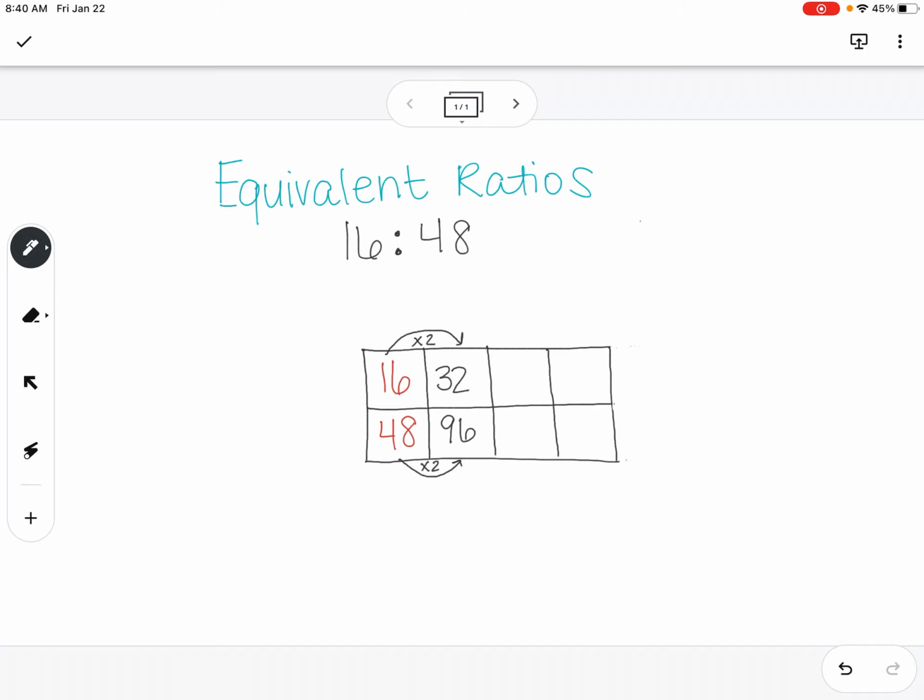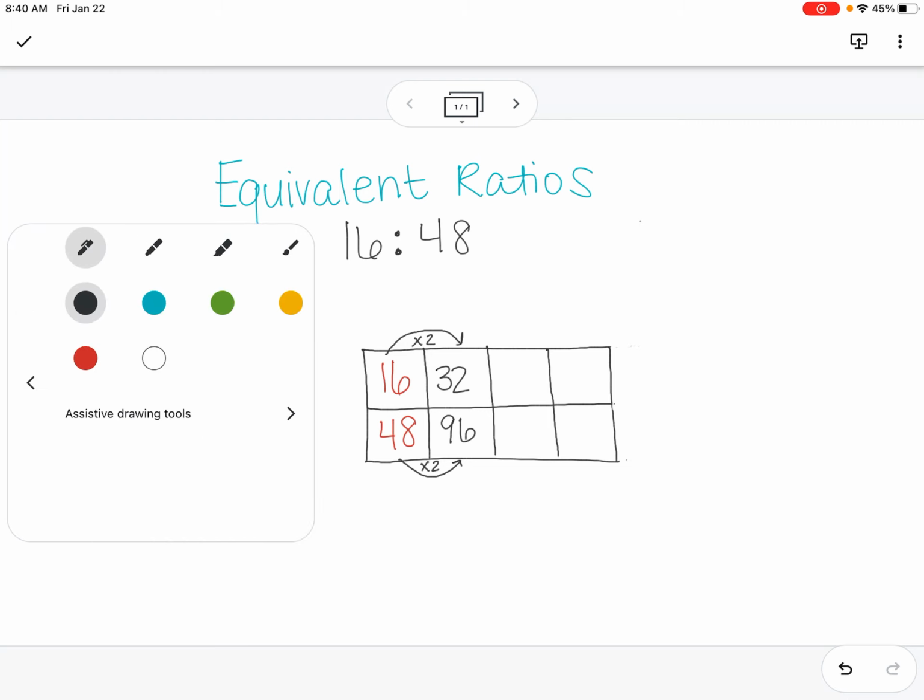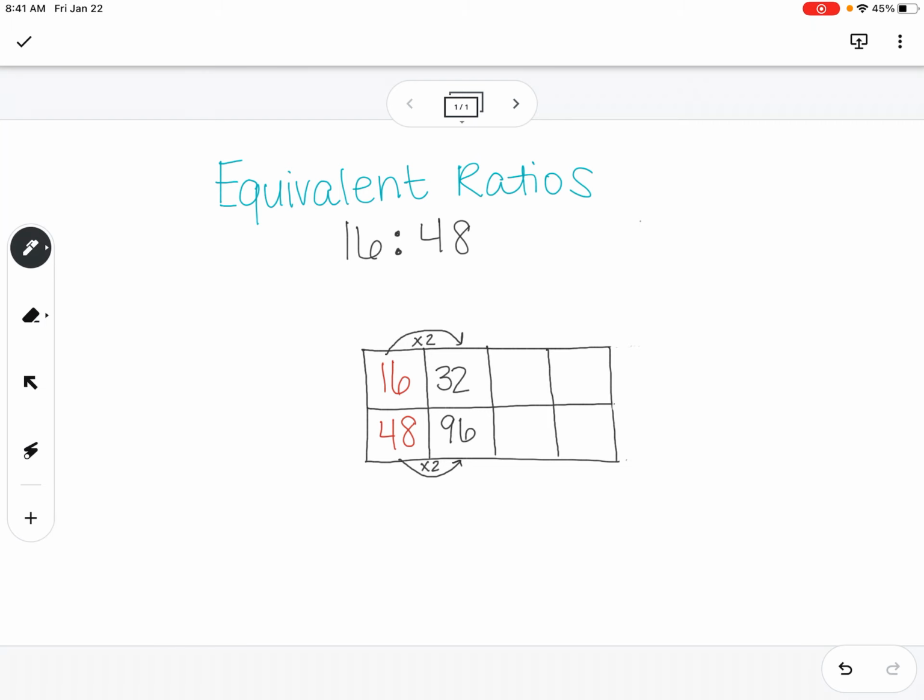I can write another ratio by starting with our original ratio of 16 to 48 and multiplying both terms by the same number. I'm going to start off with 16 and multiply 16 times 3 to get 48. Then I'm going to multiply 48 times 3 to get 96. So 48 to 96 is equivalent to 16 to 48.